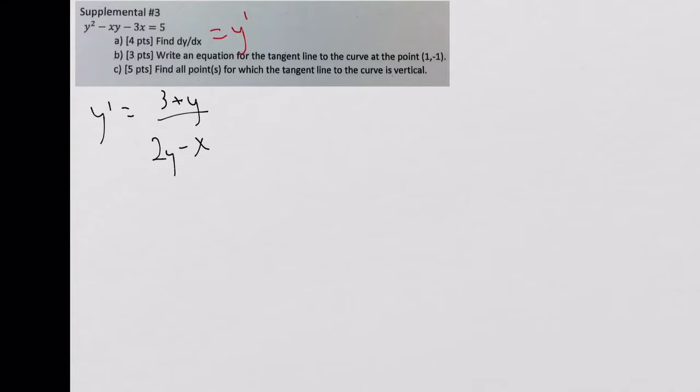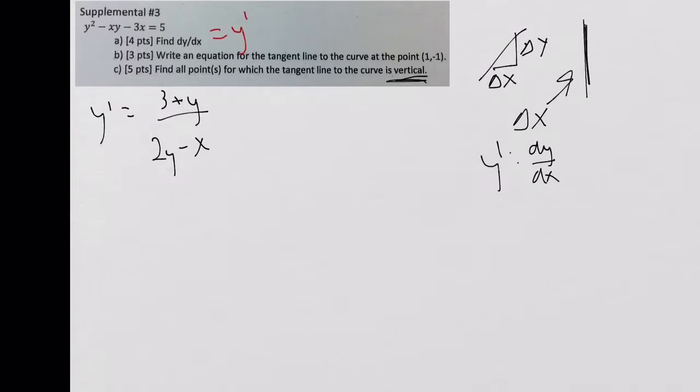Okay, so the last part asks for vertical tangent line. So you should know that if I've got a line like this, a straight line, the slope is delta y over delta x. Well, if I think of a vertical tangent, notice no matter how much y changes, x does not change. So if I think of y prime as dy/dx, then I need that spot to be 0.